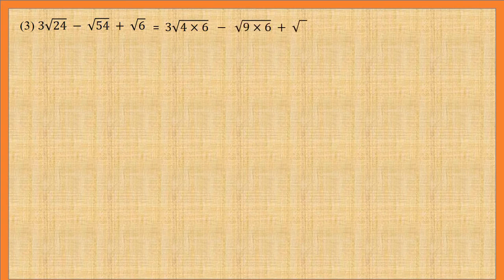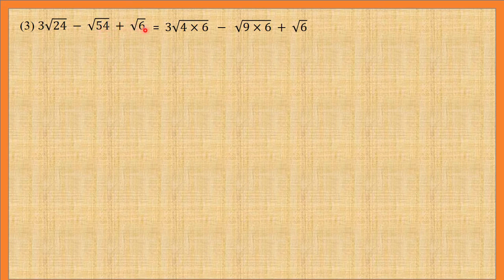we have 3 root of 24 minus 5 root of 54 plus root of 6. This will be equal to 3 root of 4 times 6 minus 9 root of 9 times 6 plus root of 6. You look at the least radicand. Is the least radicand a factor of the bigger radicands? When you look at that, you can easily find your factors.